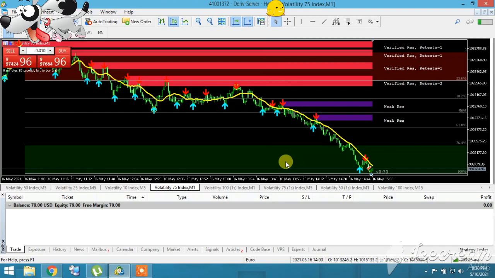This is how you can scalp on the 1 minute time frame with the system. But if you're not experienced enough, kindly do not scalp trade. Just trade on 1 hour and 15-minute time frames.